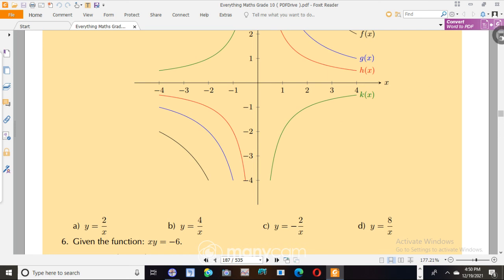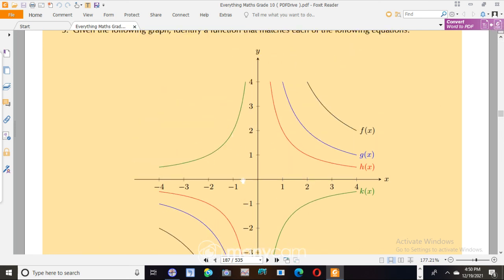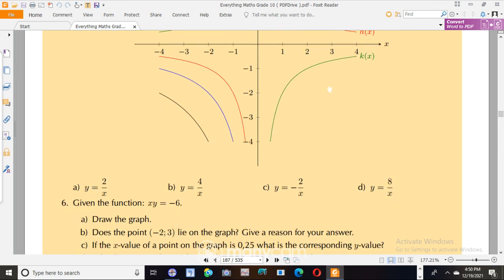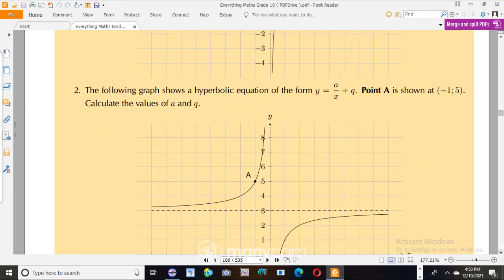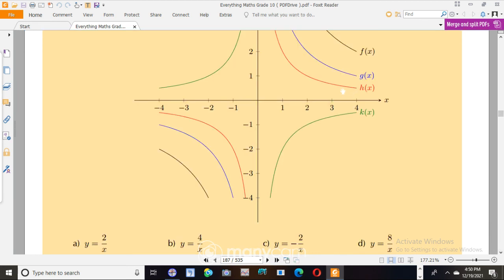What is the difference between the two? Clearly this is C. But A, B and D? So the steps will be what? As the value of a increases, the first, then the second, then the third. This graph is 2/x, the second is 4/x, and this one is 8/x.